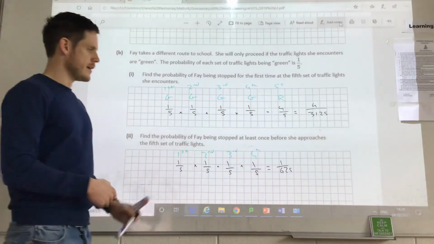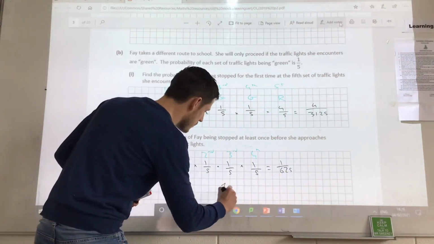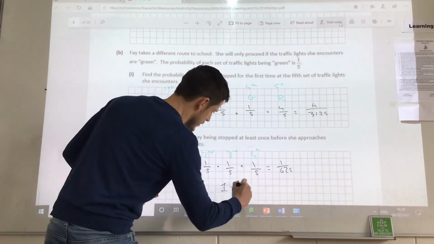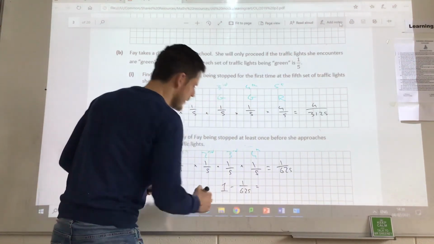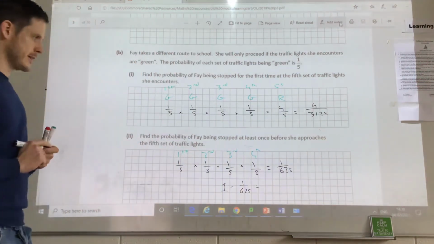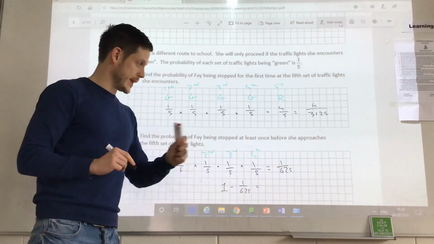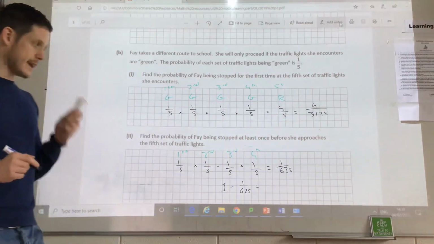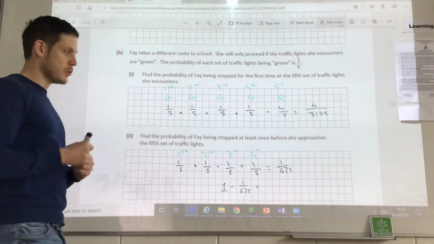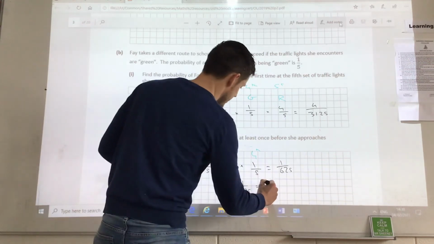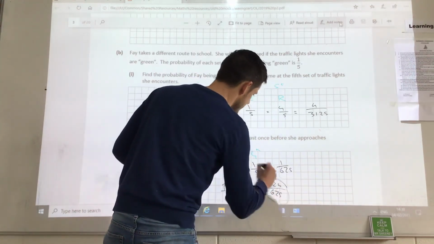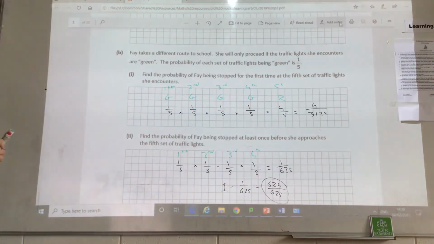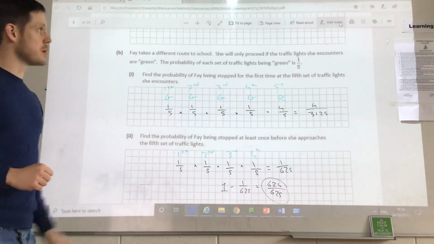All probabilities add up to 1. So if I was to do 1 minus 1 over 625, and this is quite a common question, that will give me the probability that she doesn't get 4 greens, which means she's going to be stopped at least once. So if you do 1 minus 1 over 625, you get 624 over 625. And that gives you the probability that she'll be stopped at least once. That is a very difficult one now, but it is something that comes up quite a bit.